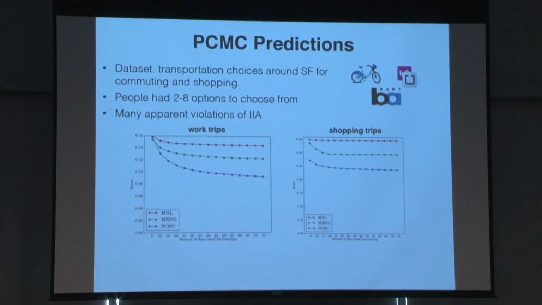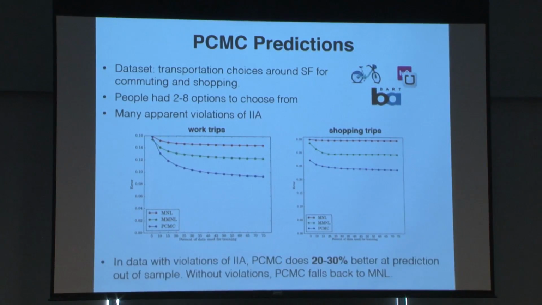And we're doing 15 to 20% better than a mixed multinomial logit, which is still a very flexible model. The x-axis here is how much data we're giving our model. We give it more and more data, and then we predict out of sample on a holdout. We're the blue line, and we're winning. This is the classic horse race plot. So we're doing 20 to 30% better.